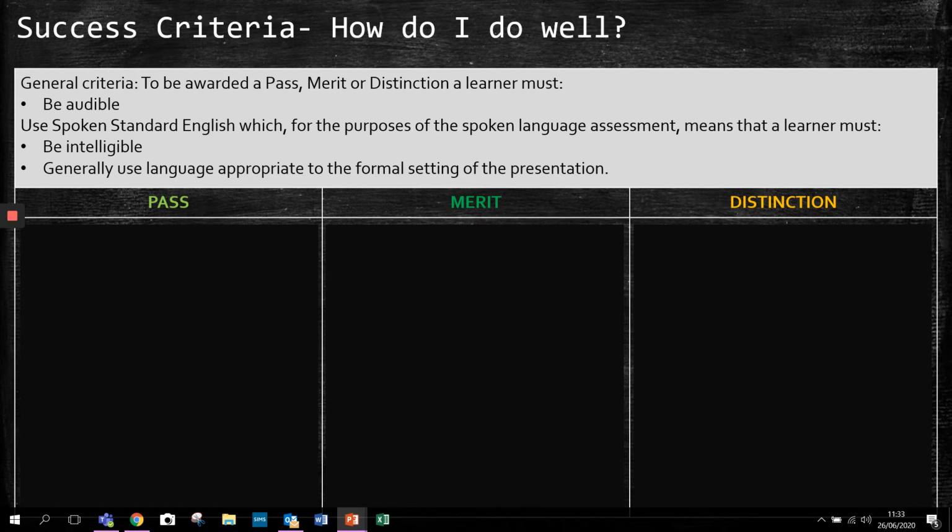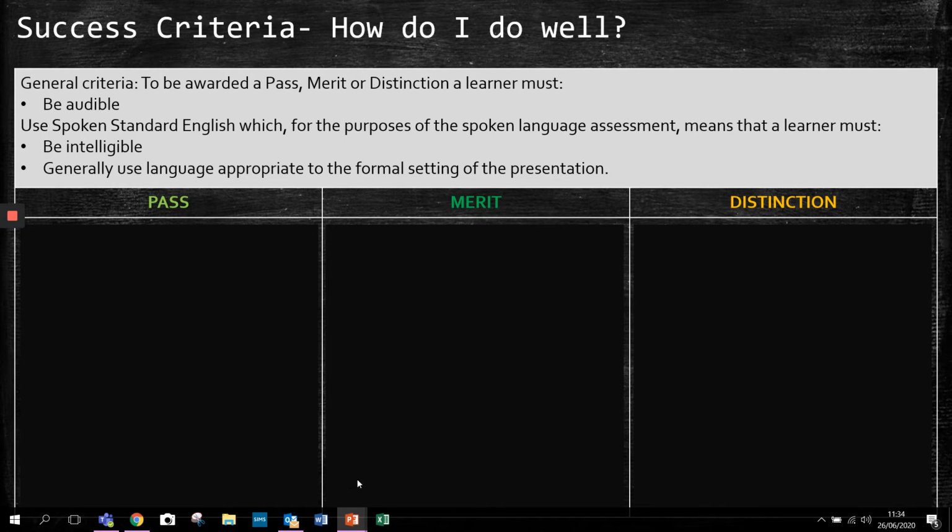You then need to use spoken standard English, which means that you need to be intelligible. So you need to use the sort of English that you hear on television in most cases. So standard English. We want to avoid slang unless it's being used for effect. Okay? You need to be clear and generally use language appropriate for the formal setting of the presentation. As much as we all love a good "innit, bruv", we need to focus on being formal. Also, there is no swearing. There is no, don't want any silly noises. You need to be talking as if you're talking to a grown-up audience, because you're talking to a bunch of your peers, but you are also talking to a teacher. So if you remember that you're talking to a teacher, that should probably help.